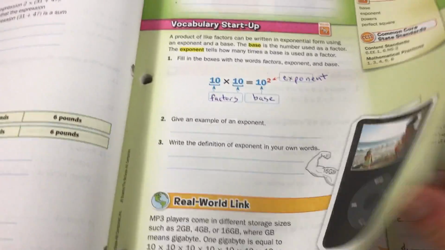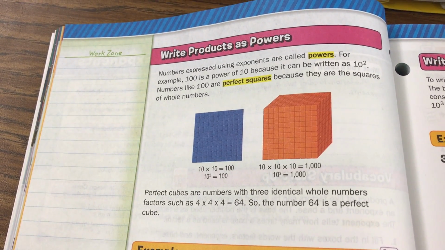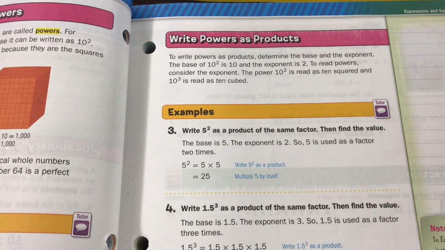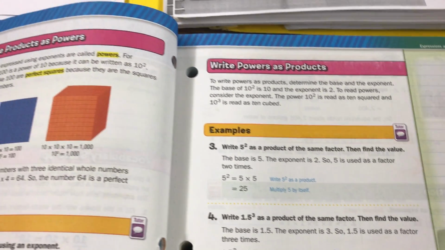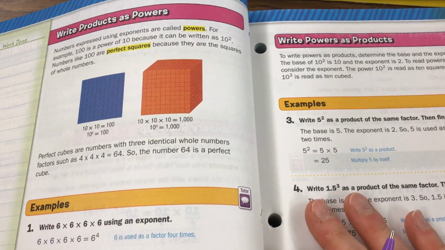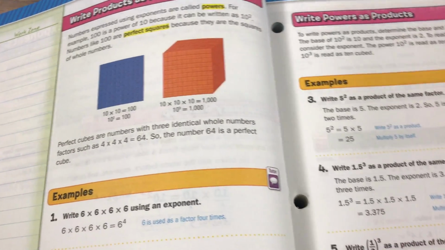Let's start the lesson. On the left, page 434, we're writing products as powers. And then on the right, we're going to write powers as products. So these are the two parts of learning objective A right here.